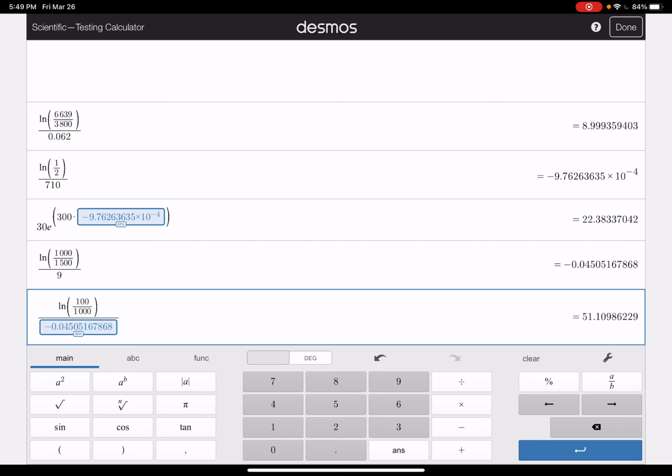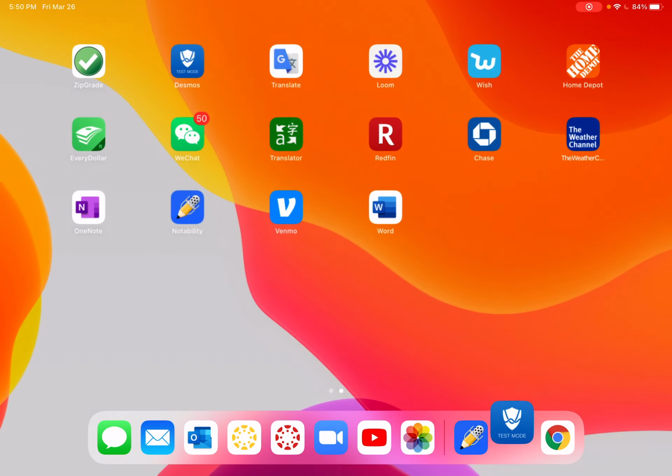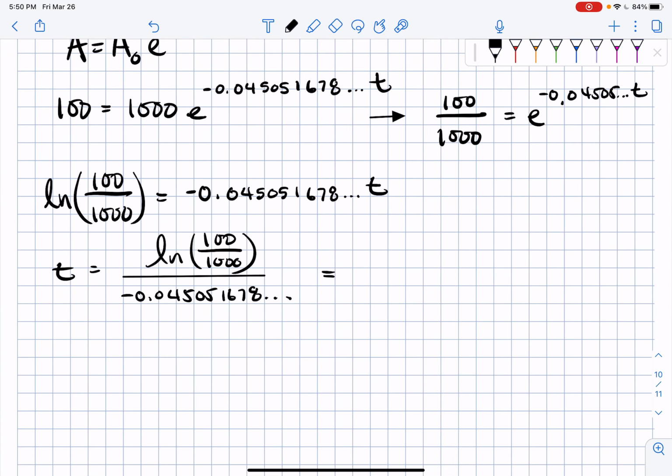51.1. Now, here's something to think about. Using a rounded k of negative 0.04 gives you 57 years. Notice how, as you add more digits, 0.0505, 1, 6, 7, 8, it slowly gets closer and closer to that 51. So either way, it is 51. So t is equal to 51 years. And that, ladies and gentlemen, is choice A.